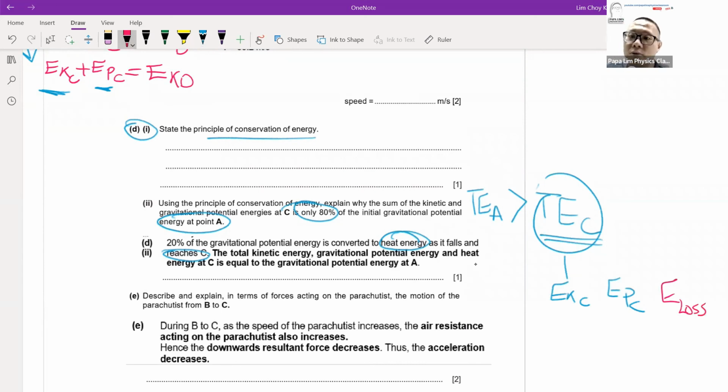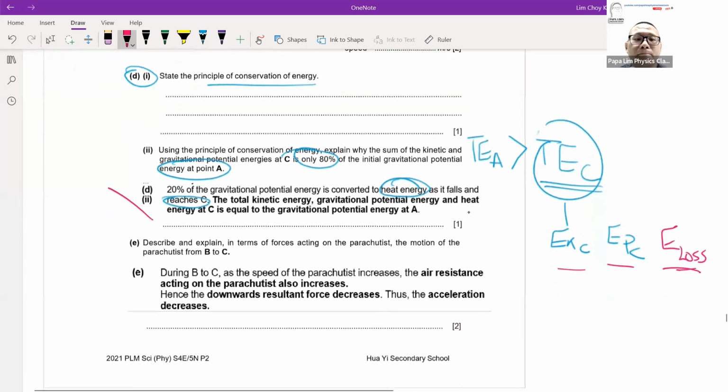Conservation of energy is still conserved, but it may not be so straightforward as just giving EK and EP. There will be one more thing appearing, which is your losses. It could be air resistance, it could be sound, it could be other things that are contributing to your losses. That's why the energy actually is lower.